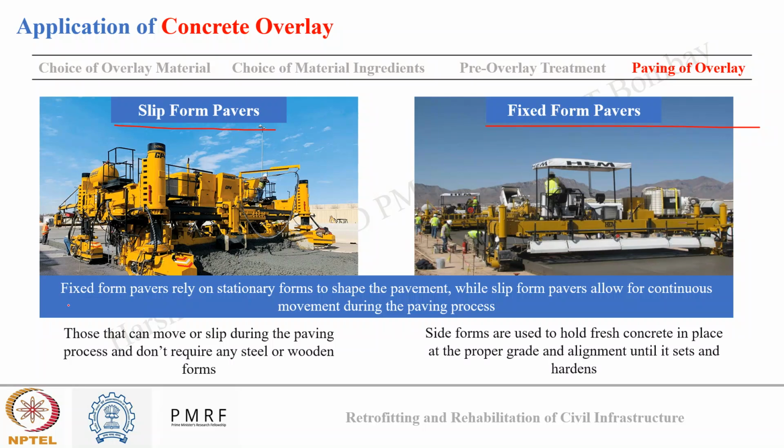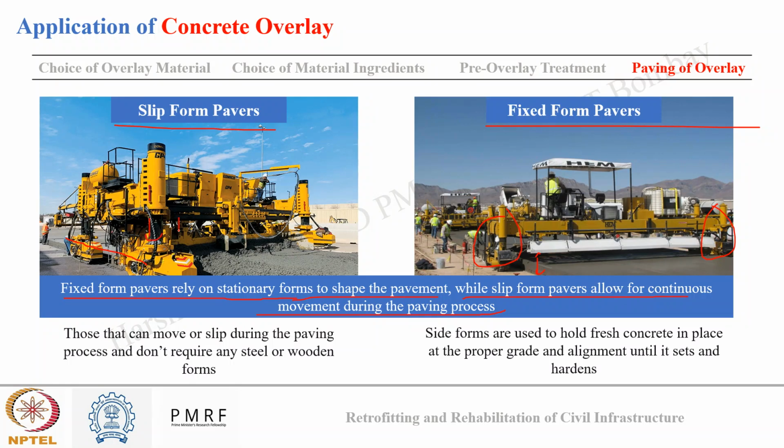and fixed form pavers. So, fixed form pavers rely on stationary forms to shape the pavement, while slip form pavers allow continuous movement during the paving process. So, here you can see in this fixed form, it is fixed from the side. Okay, and the concrete overlay is paved using this form on the surface to achieve an adequate thickness of the overlay. Okay, while in slip form paver, it is movable on the side, so it continuously pours the concrete, it levels it at the top, and it compacts also.